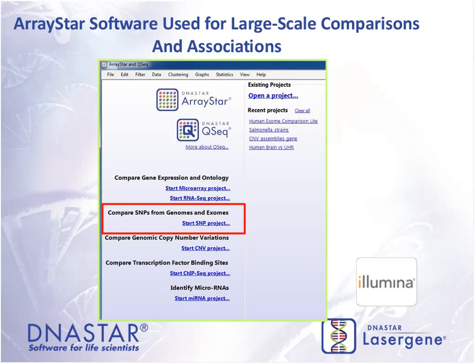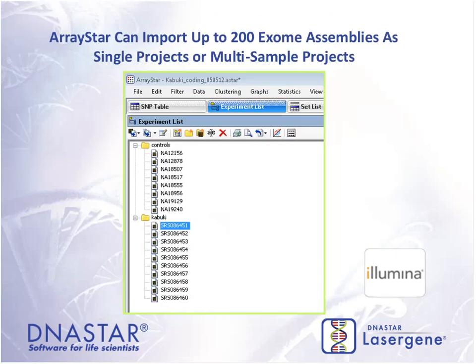And then as we developed our human genome assembler, we had a need to be able to compare millions of SNPs between different versions of the assembler. And it works so well internally that we decided to commercialize it, and it's been very popular with our customers ever since. So we can start a SNP project, and we can set up our experiment list then.